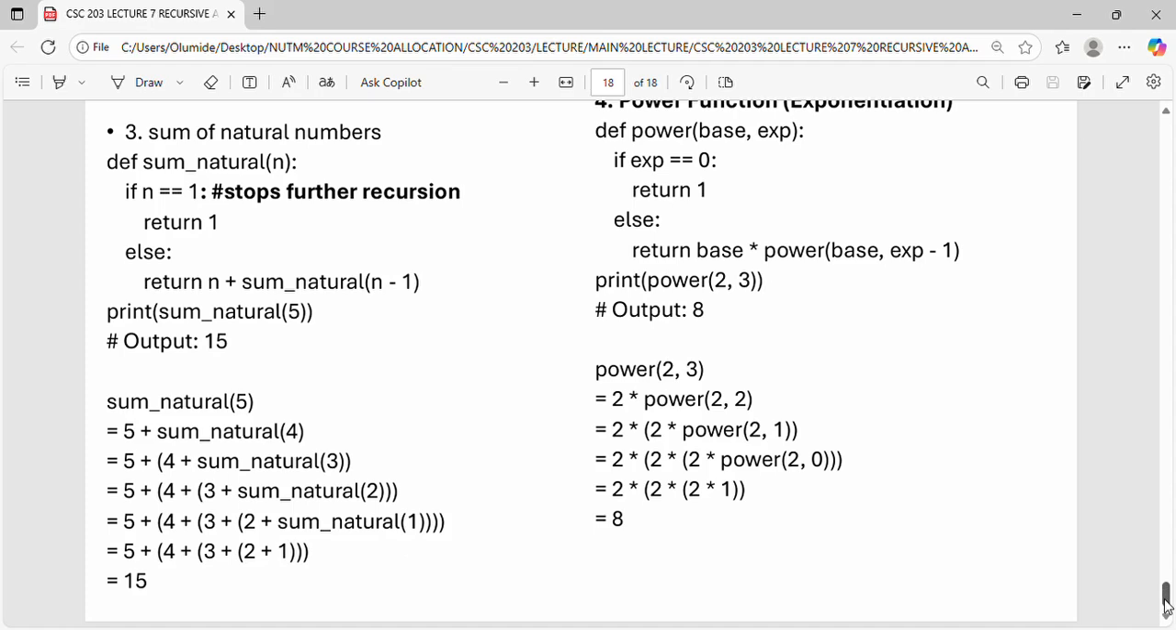Now, for example, we want to do power 2, 3. That gives us 2 star power 2, 2. Then following the algorithm above, the third to the last is actually what it means. So when we work it on and on, 2 times 2 times power 2 minus 1 is equal to 2, until we work it down to obtain 8, and that is it.